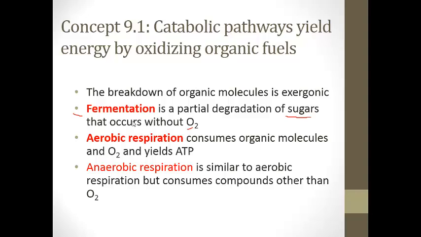The major pathway that's going to create ATP is going to be aerobic respiration. Aerobic respiration takes place when organic molecules are broken down in the presence of oxygen, and this is going to yield the most ATP. Anaerobic respiration is very similar to aerobic respiration, except that it uses a different molecule other than oxygen. Some bacteria use molecules like sulfur instead of oxygen during their respiration.